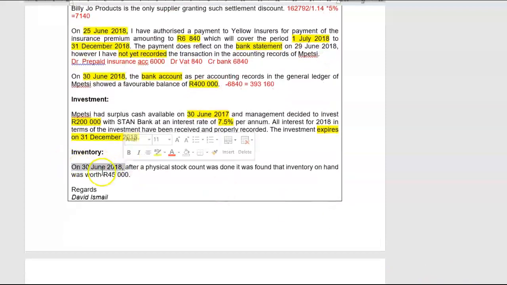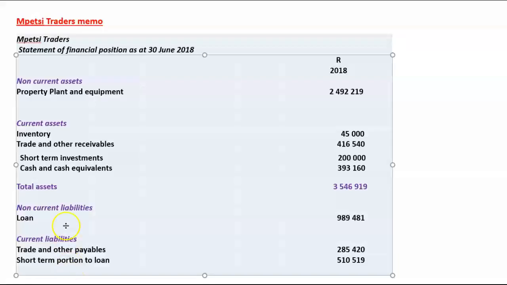Then the last one is straightforward on inventory. On 30 June 2018, we had inventory on hand of 45,000 Rand. So we can just insert that under current assets, inventory, 45,000. We can add our total assets together. That gives us 3,546,919. Because we didn't do equity, we cannot add everything together here because it doesn't make any sense. And that is the end of this question.